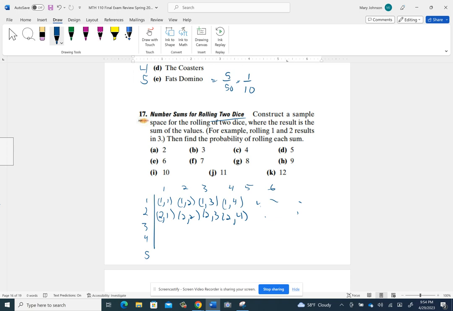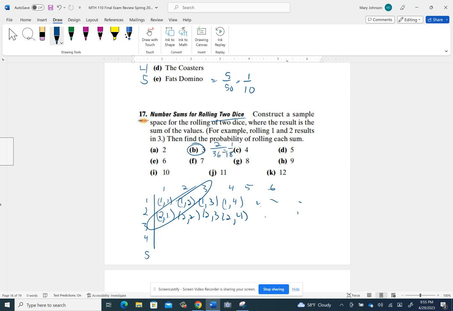Okay, so let's say we're looking for the probability of rolling a 3. We would notice that on this diagonal, we have the rolls where the sum would turn out to be 3, because if you added those up, you'd get 3. So for B, there'd be 2 possibilities out of the 36, which would be 1 over 18.